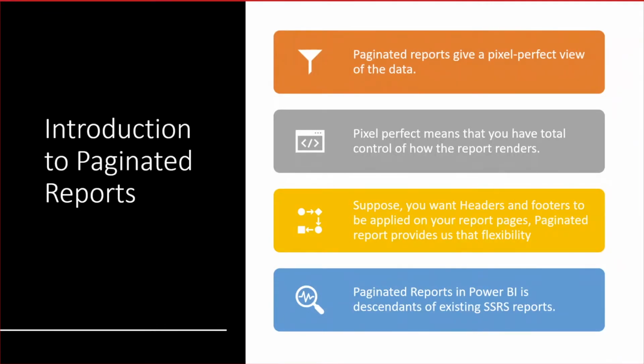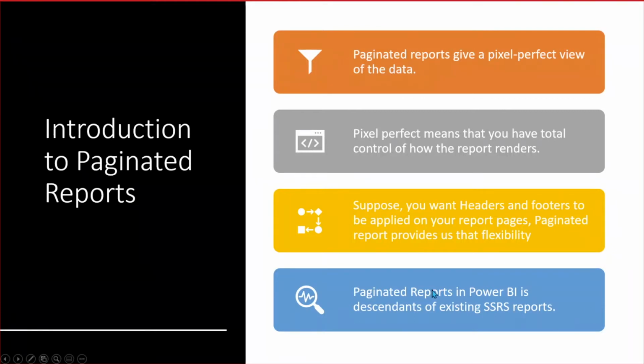Now what do we mean by pixel perfect? Pixel perfect means that you have total control over how the report is rendered on your page. Sometimes we are preparing a report and we have a requirement that it should have a header printed on each individual page while printing. Let's say I have 1,000 rows in my database table, and while printing it runs around 25 to 50 pages, so on each page there should be a header as well as a footer section with the page number. At that time this paginated report is perfect for you.